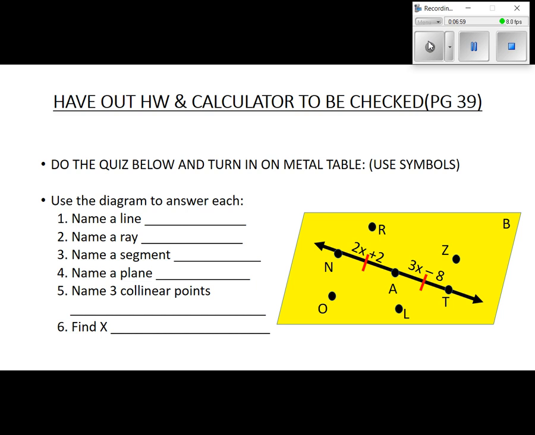Don't make this harder than it is. Make sure you're learning your symbols and using them all the time.